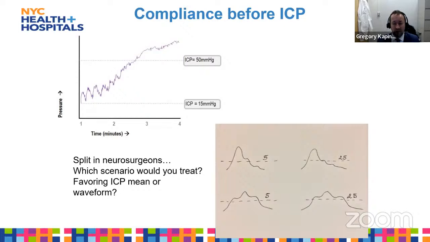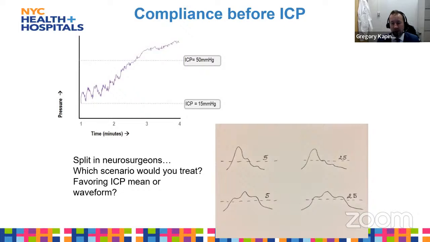Bottom left, we have a very poorly compliant one. You see the P2 is super high and the P3 is even higher than the P1, but the mean value is only 5. Would you treat that? Same thing. It was really a split. Some neurosurgeons would treat that. Some others would say, no, ICP 5, there's nothing wrong with my patient.